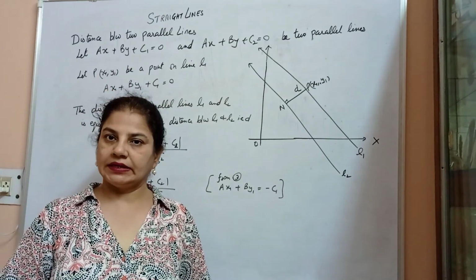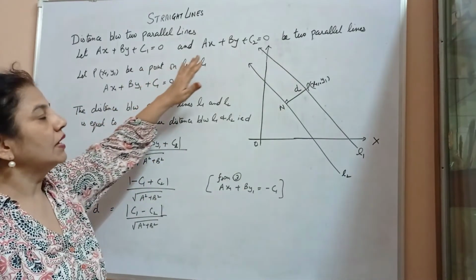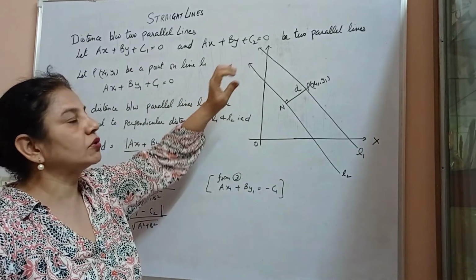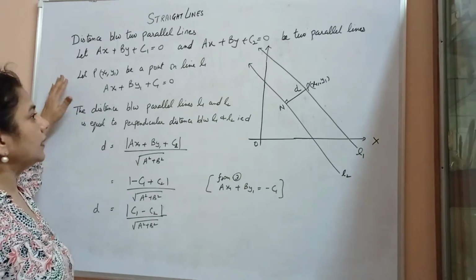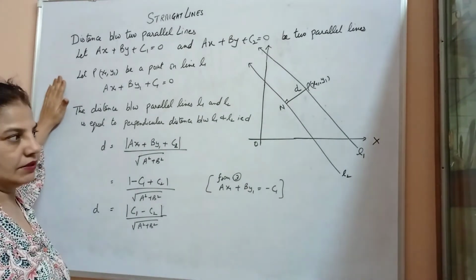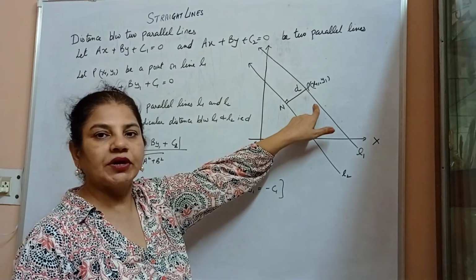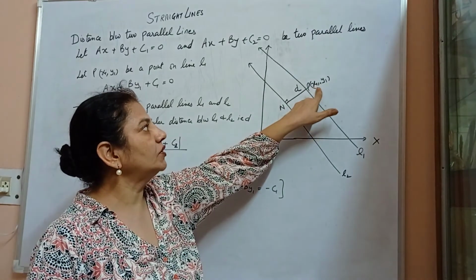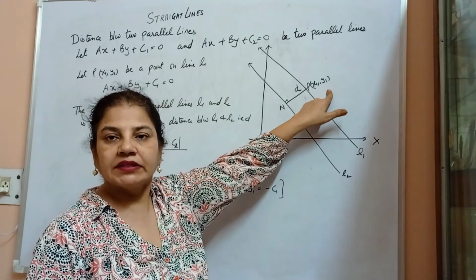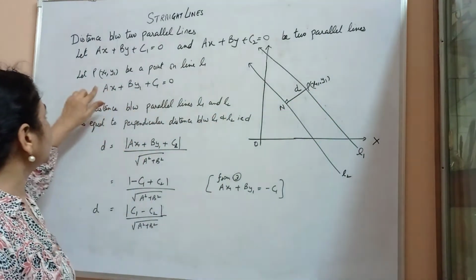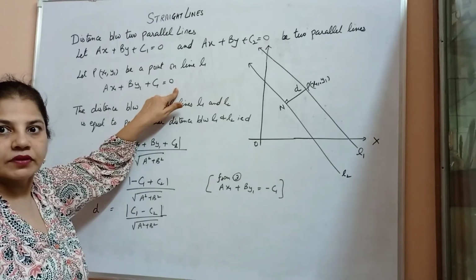Distance between two parallel lines. Let ax plus by plus c1 is equal to 0 and ax plus by plus c2 is equal to 0 be the equations of two parallel lines L1 and L2. Let P be any point on the line L1, and the coordinates of P are x1, y1. Then this point must satisfy the equation of the line, that means ax1 plus by1 plus c1 is equal to 0.